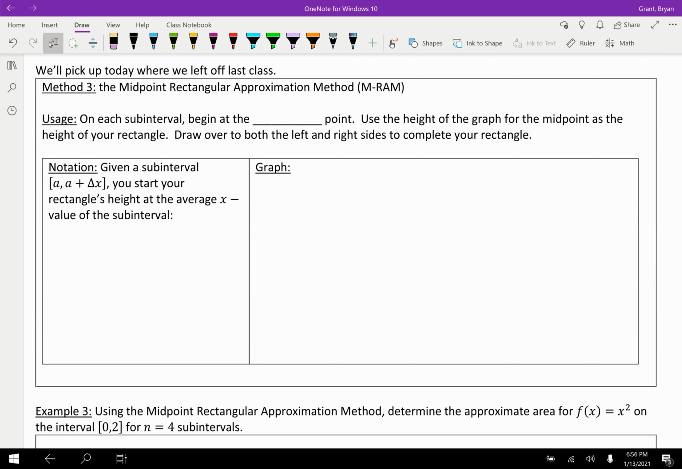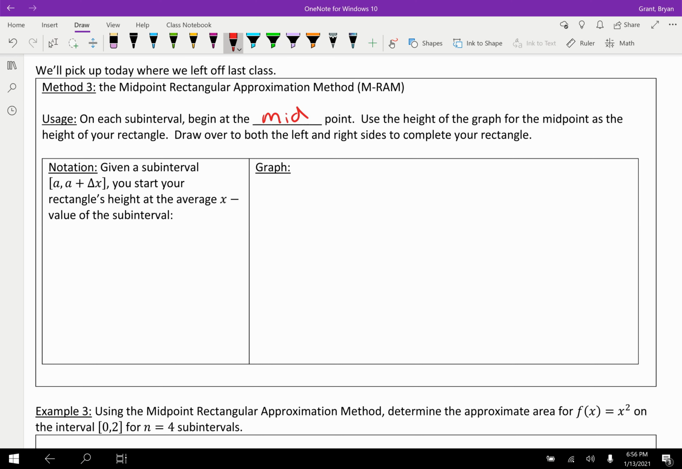And this is so similar to the left and right. It's worth showing because it comes up every now and then, but it shouldn't be anything that is crazy brand new. For each subinterval, instead of starting at the left or the right, we begin at the midpoint. And then we use the height of the graph from the midpoint as the height of our rectangle, and you draw over to both the left and right sides to complete your rectangle.